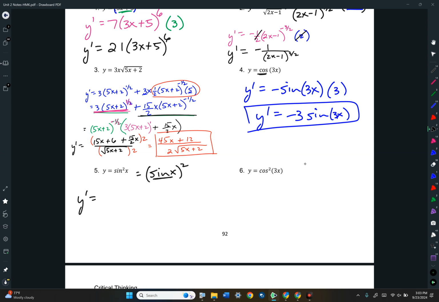Okay, so the derivative of the outside: 2, keep my base of sine, decrease the exponent by 1, so it's to the first. Now times the derivative of the inside, so the derivative of sine is cosine.